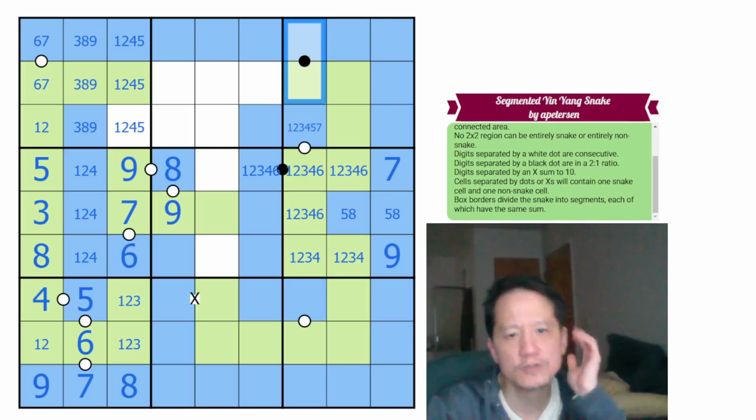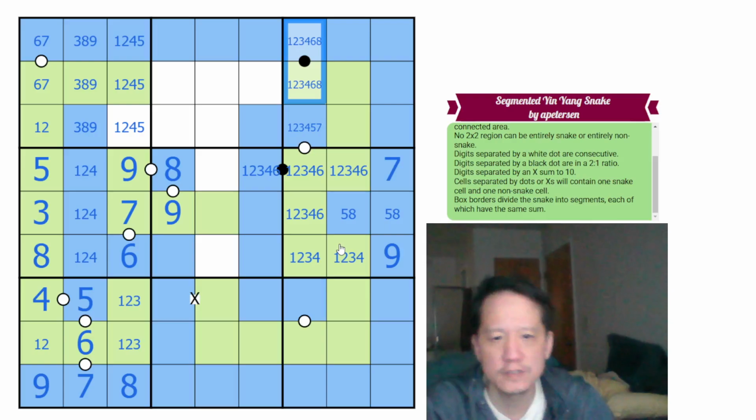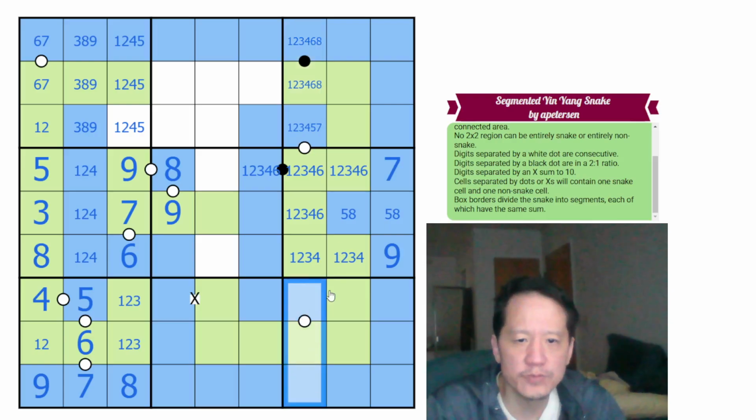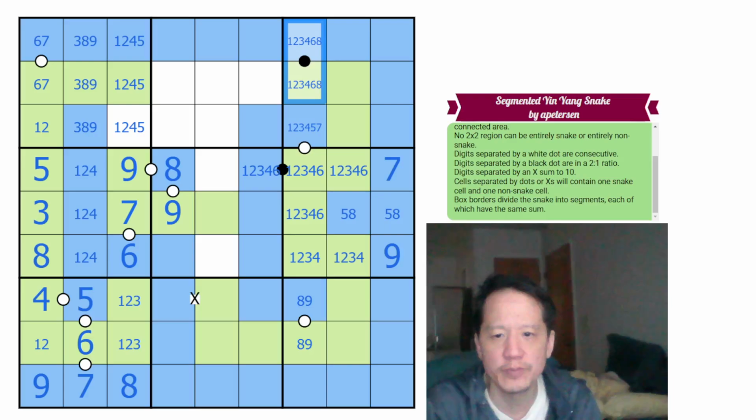This is in a 1 to 2 ratio, so this is 1, 2, 3, 4, 6, and 8. So 9 has to be one of these 2 cells. So therefore it must be consecutive with 8. So 8 cannot be any of these.